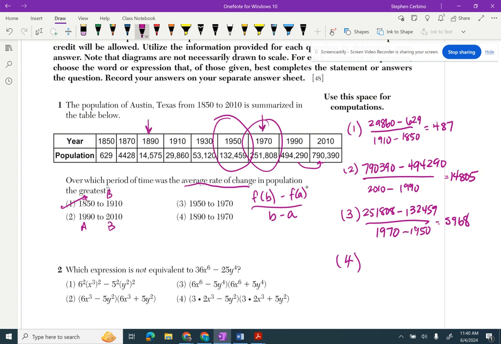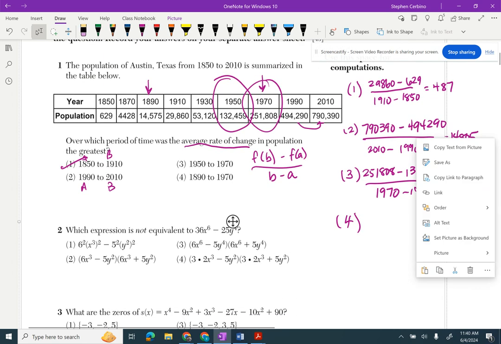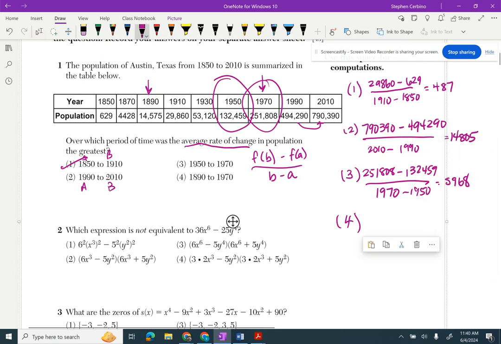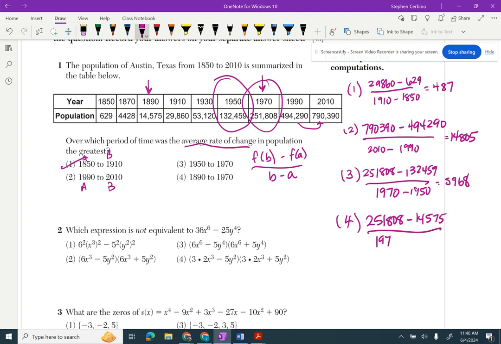And for choice 4, 1890 compared to 1970. So the biggest change in years. So let's see. So if we do 251,808 minus 14,575 divided by 1970 minus 1890, we get the value 2965. So the one with the biggest change was choice 2.